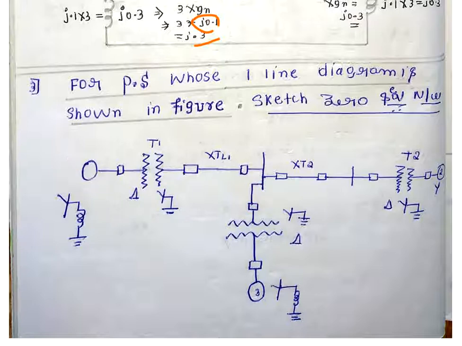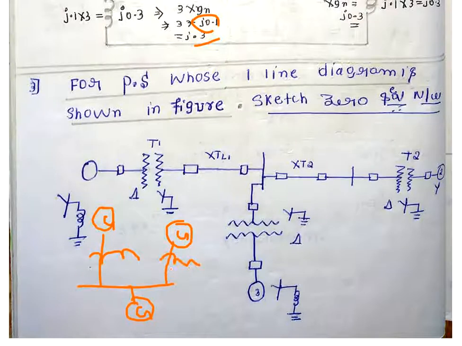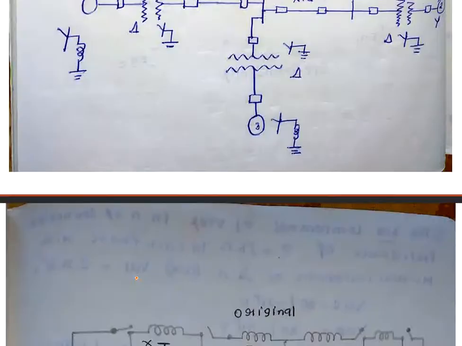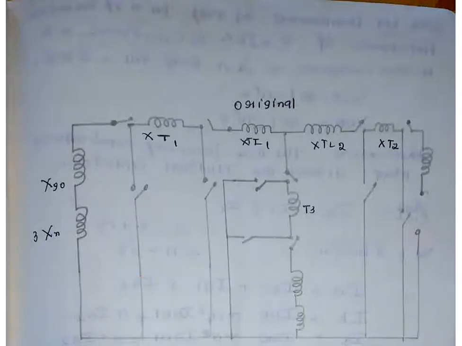It is like this. This is connected on a generator. Here one generator is connected and here one generator is connected. In between there is a transformer, here there is a transformer and here there is a line, here also one line will be there, right? So the original network will be like this.